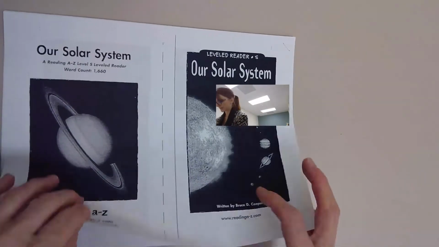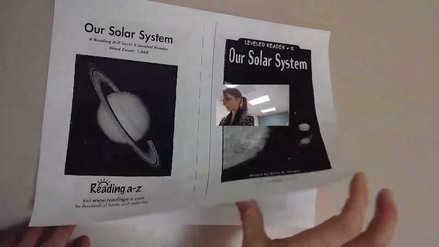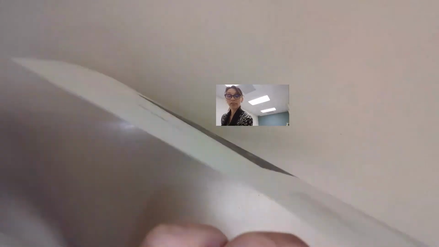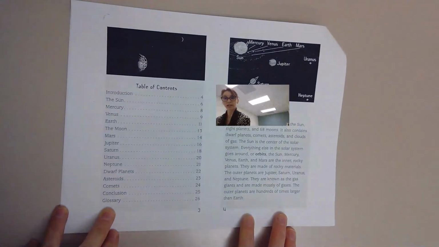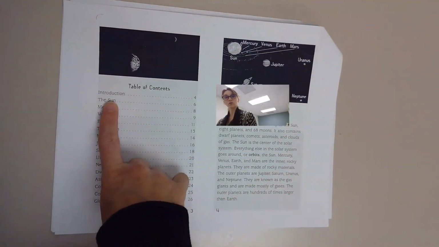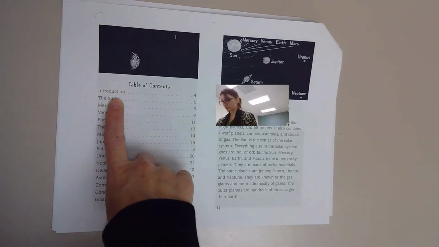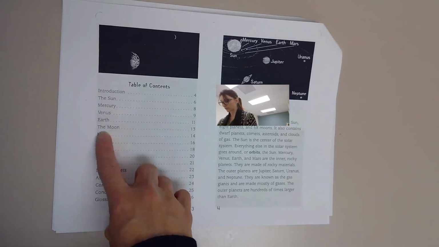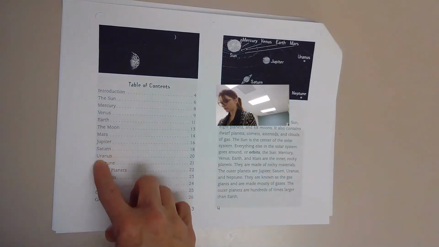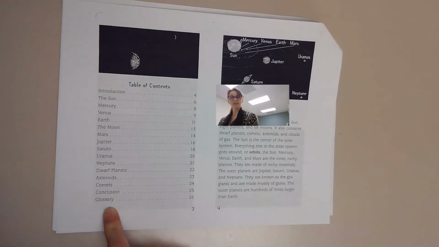Okay, our solar system. Okay, whenever we are reading a book, one of the things that you really need to look at are certain structures that are in the book, such as table of contents. So this table of contents goes over the topics that we will be reading about in this story. So it has an introduction, the sun, Mercury, Venus, Earth, the moon, Mars, Jupiter, Saturn, Uranus, Neptune, dwarf planets, asteroids, comets, conclusion, and there's also a glossary in this story.